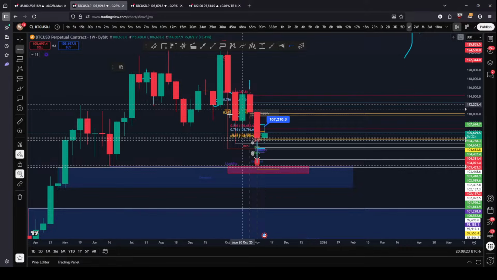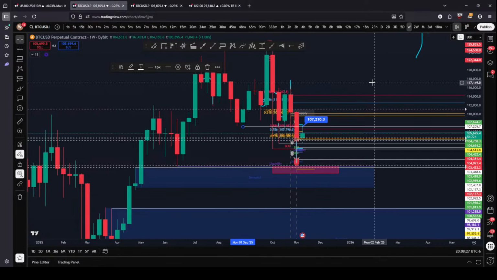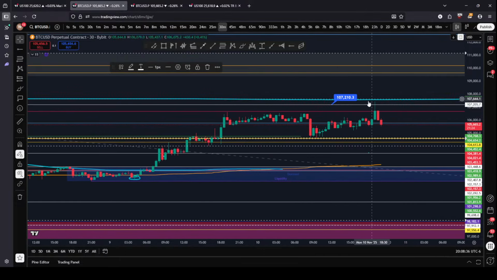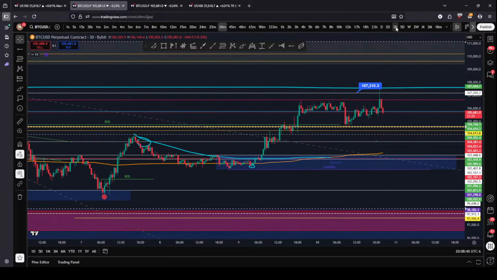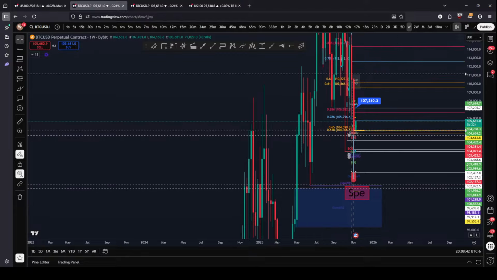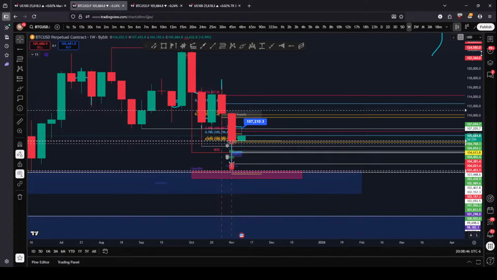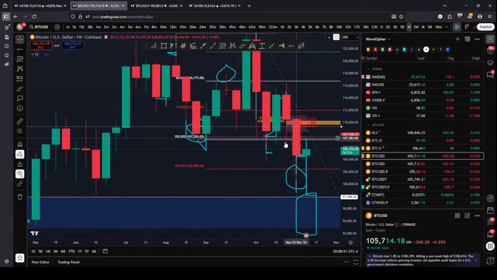We rejected off this with really high volume. It was a pretty aggressive rejection off of 107,200. Now, why is that important? Because that's where, I'm going to go to the Coinbase chart, I think that's where we did this at. Yeah, that's where we did this at.